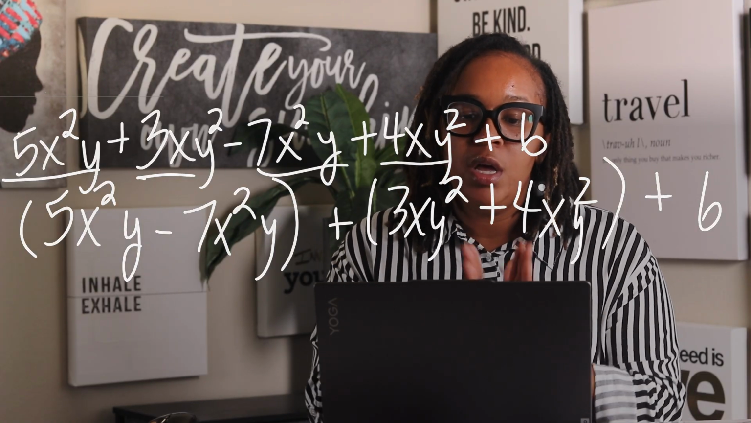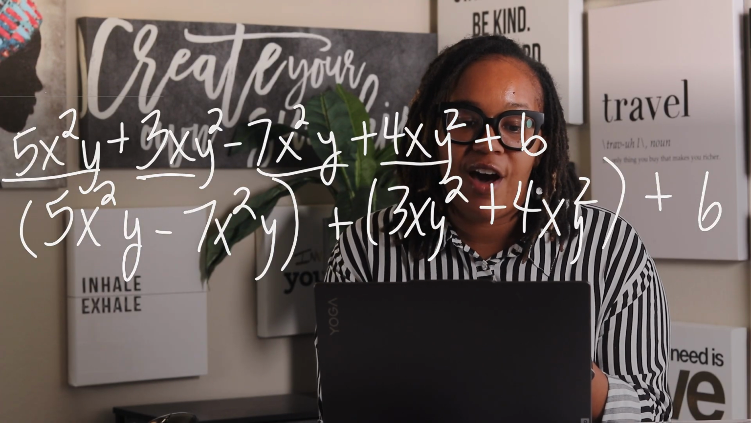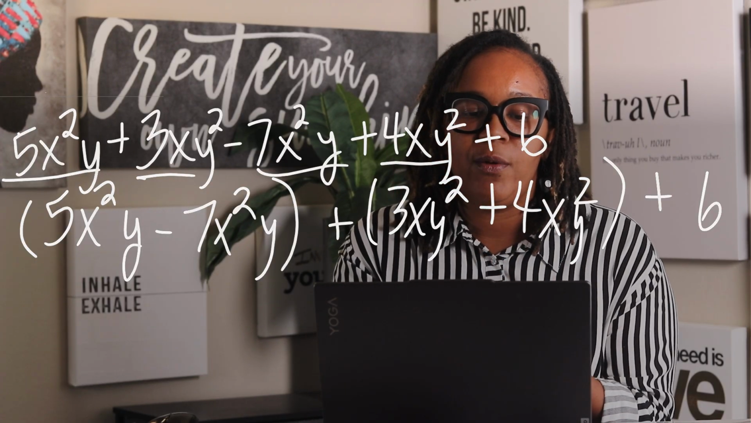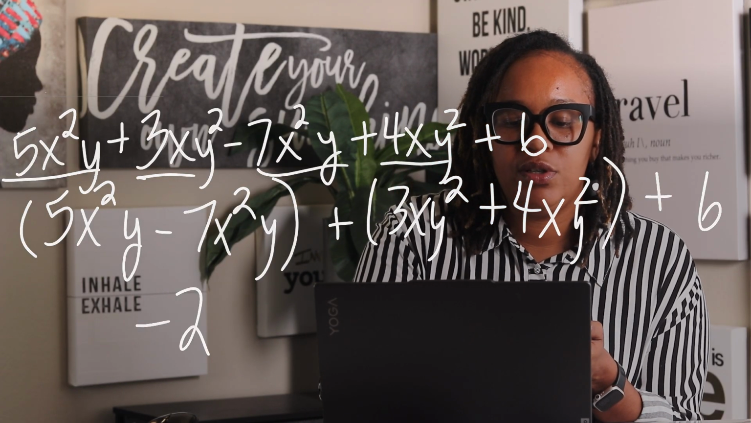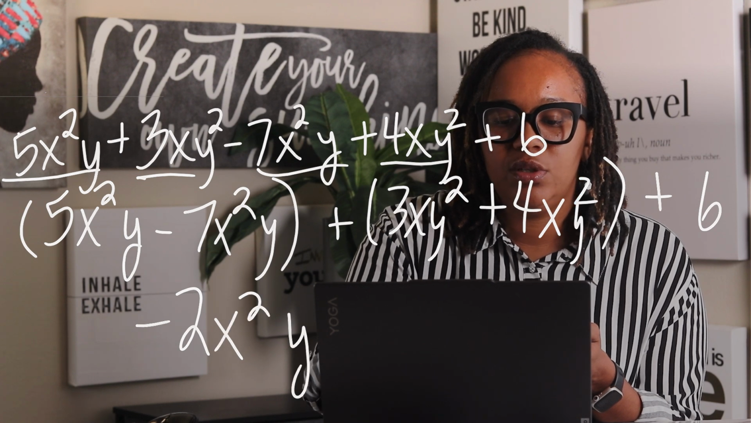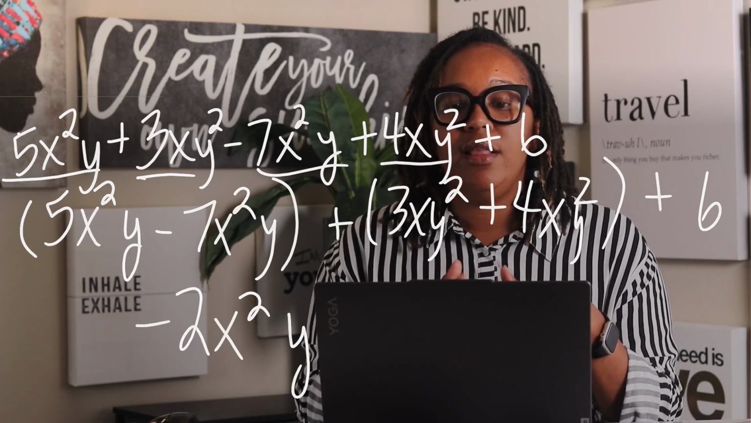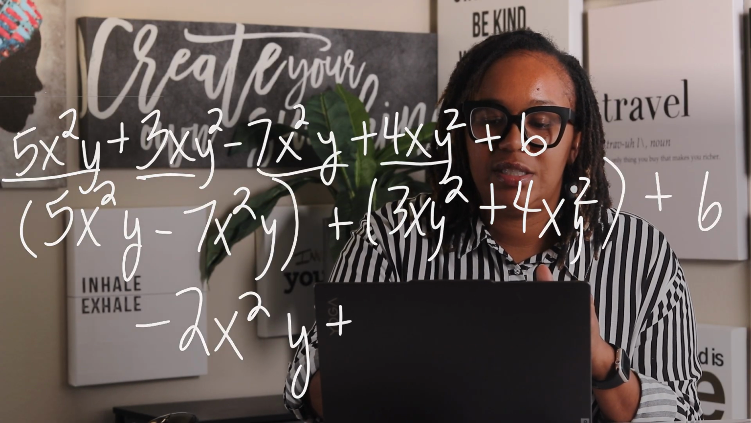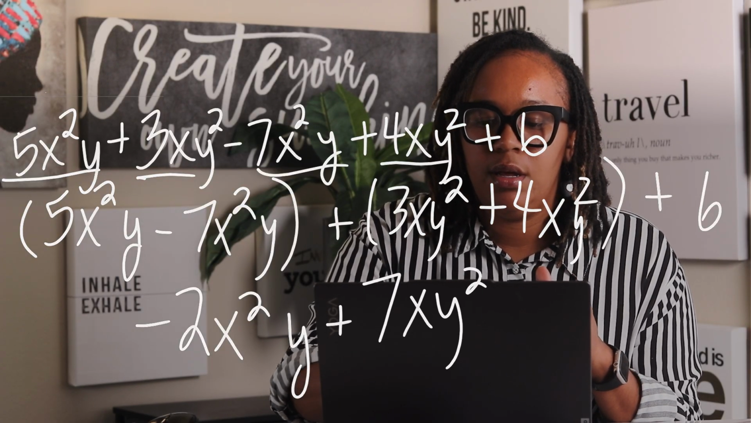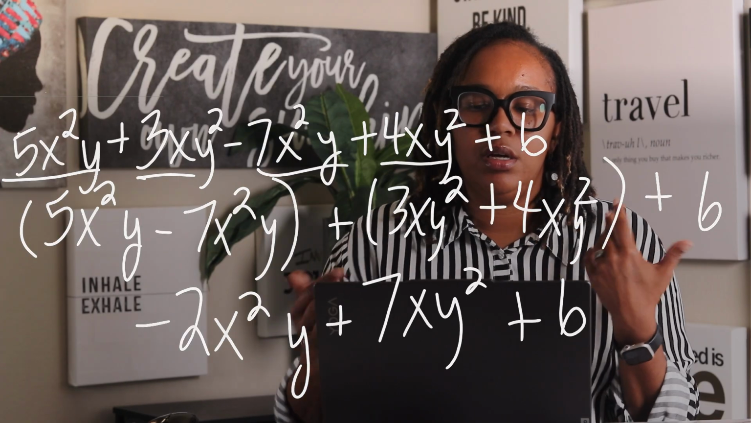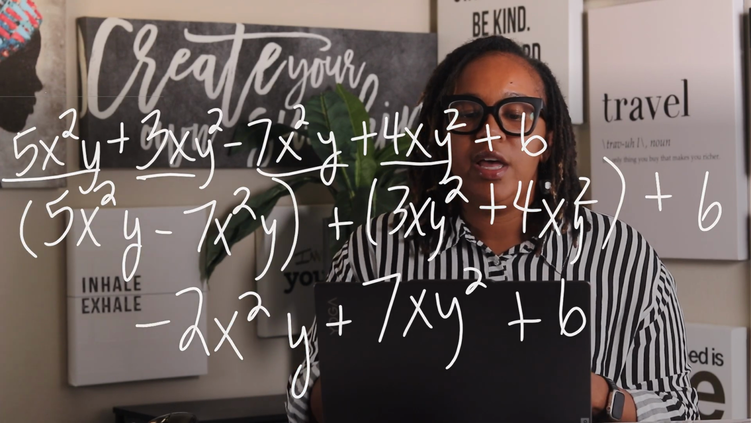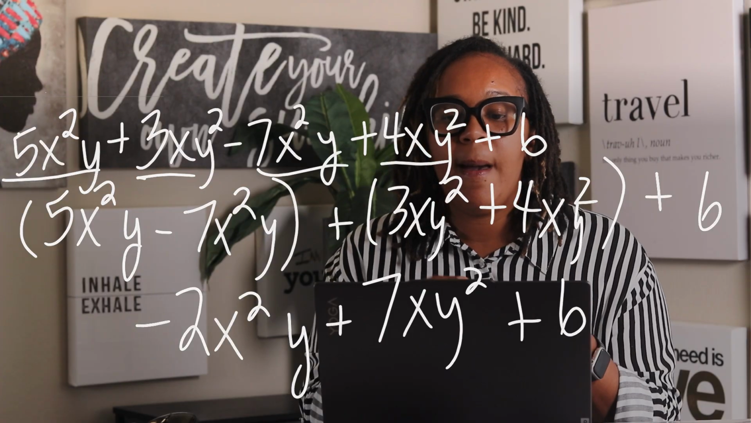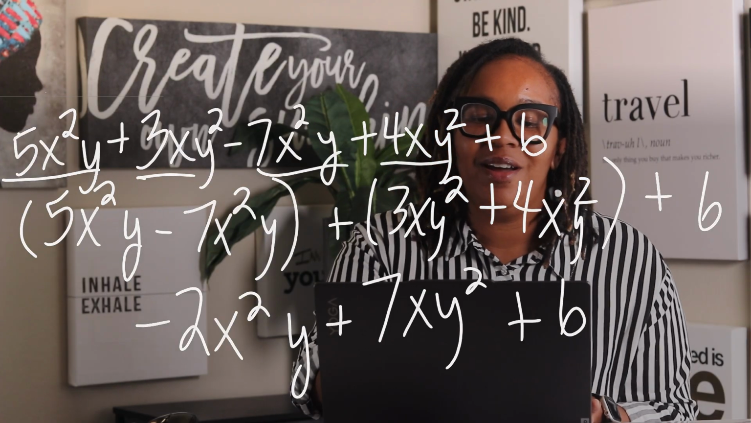And so now what we do is we combine those terms. So 5x squared y minus 7x squared y, all you do is subtract the 7 from the 5. 5 minus 7 is negative 2. So that becomes negative 2x squared y. And then the 3xy squared plus 4xy squared, that's going to be 7xy squared. And then you just bring the 6 down because there's nothing to combine it with. And so your simplified answer to that will be negative 2x squared y plus 7xy squared plus 6.